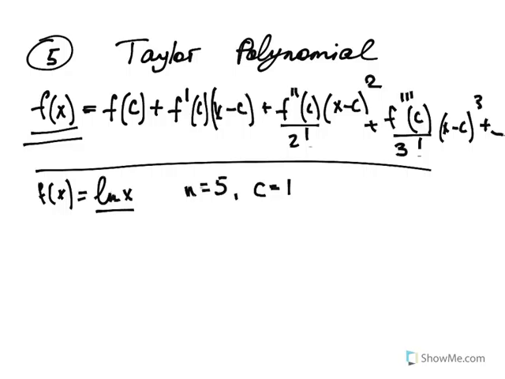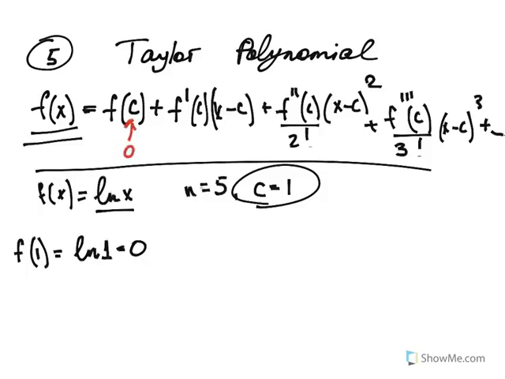So let's start with f of c, which in this case is f of 1. What's ln of 1? ln of 1 is 0. So this element right here, the first term, is 0. We can actually start writing our new polynomial here, f of x. No, not f of x. We're dealing with ln of x equals, now, 0 plus. Now let's find f prime of 1. ln of x prime is 1 over x.